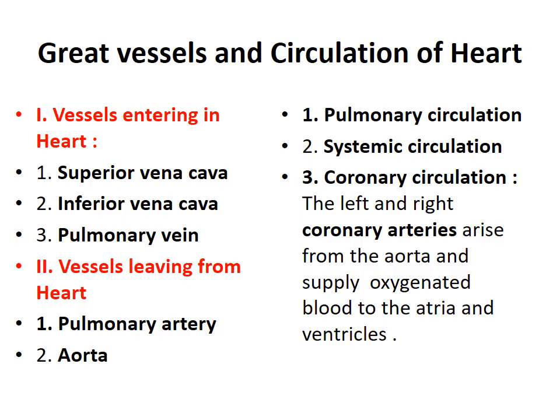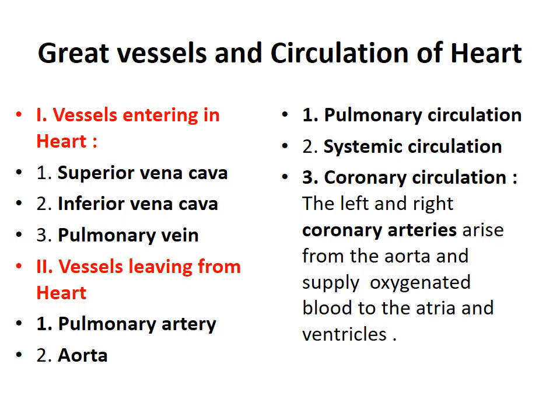Systemic circulation is between the body and the heart. The vena cava, that is the superior and inferior vena cava, carry deoxygenated blood from all body parts to the right atrium. And the aorta carries oxygenated blood. It leaves from the left side of the heart, that is the left ventricle, and gives the oxygenated blood to all body parts.